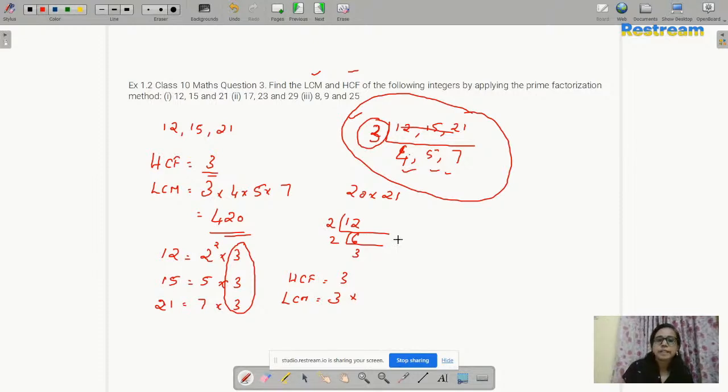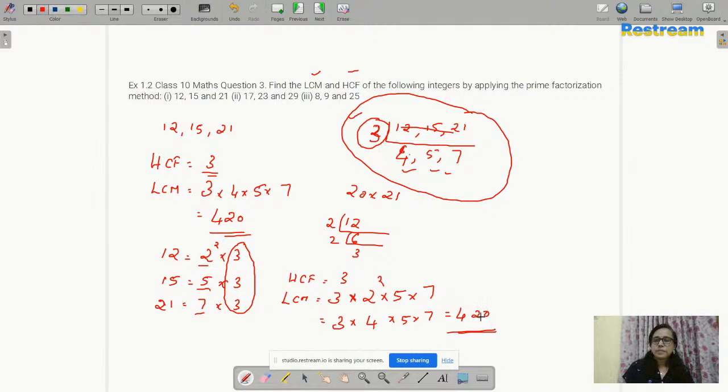If anyone is having any confusion, you can do it this way also. LCM is equal to 3 into the next one. What are the other numbers? The remaining numbers are 3 into 2 square into 5 into 7. Multiply this. The common number is 3, so HCF is 3. That 3 into 3 is multiplied with 2 square, another number. 2 square is multiplied with 5 and with 7. That is equal to 3 into 2 square, which is 4, into 5 into 7, which is 420. Okay, 420. This way also you can find the HCF and LCM.